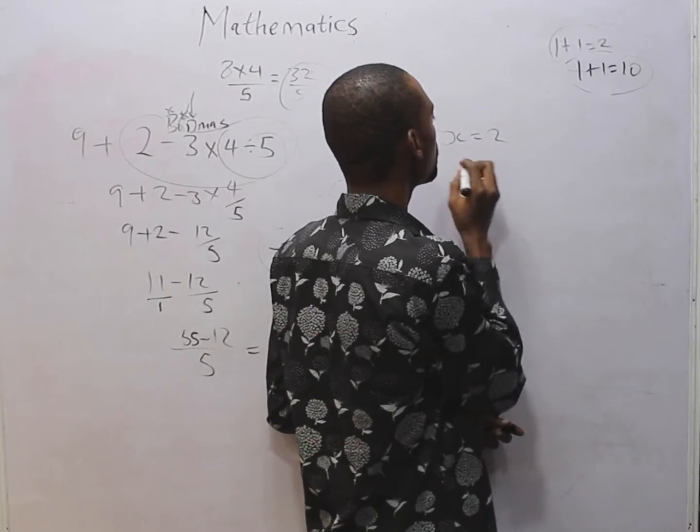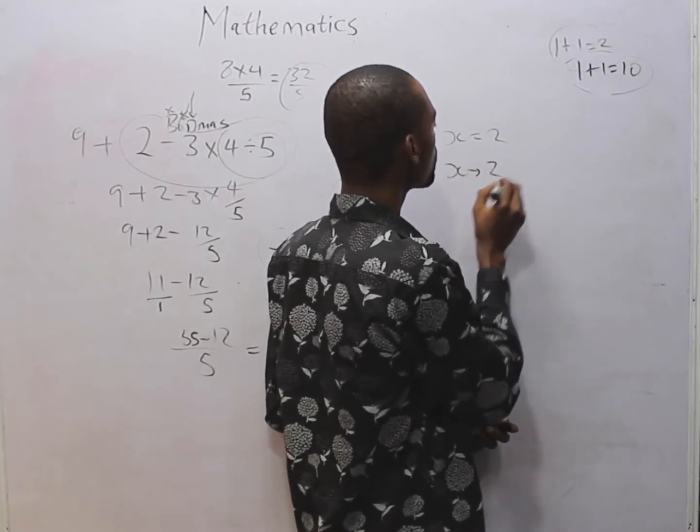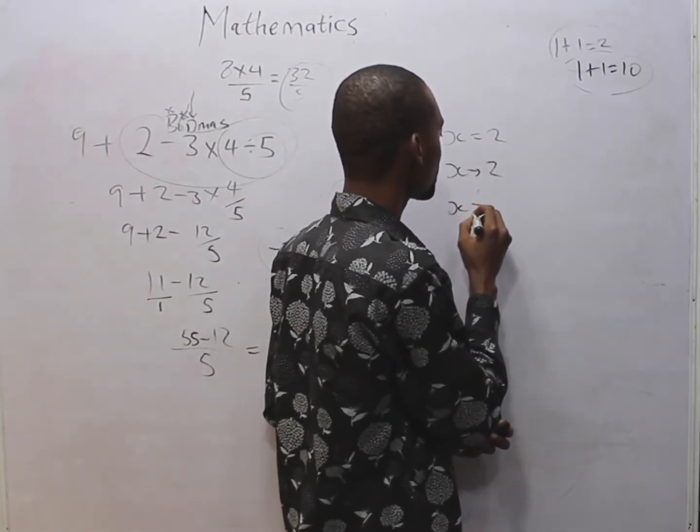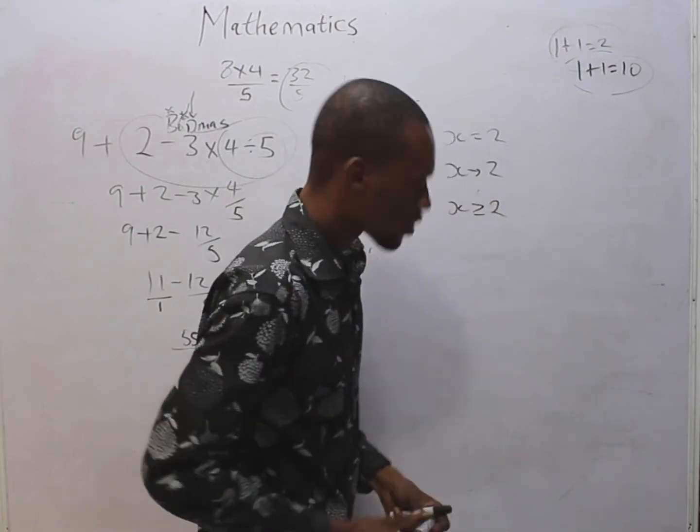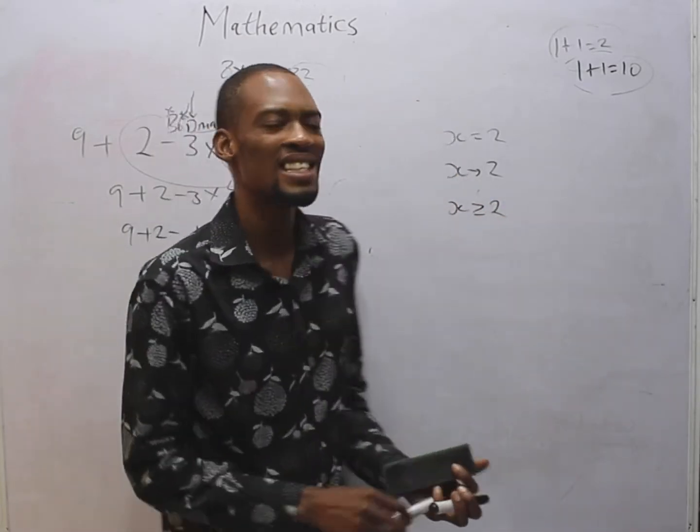S equals 2 is different from S tends to 2, and it's different from S is greater than or equal to 2. S equals 2 means S is exactly 2.